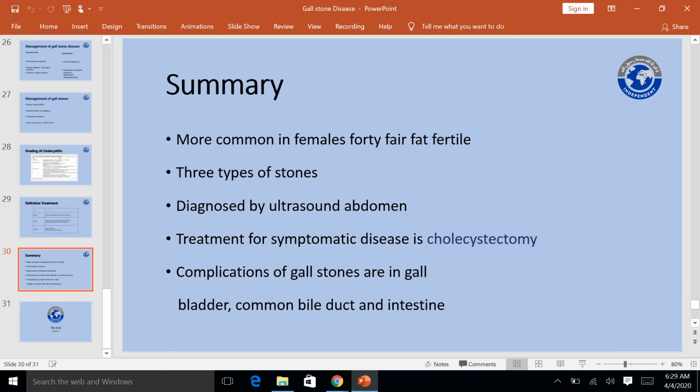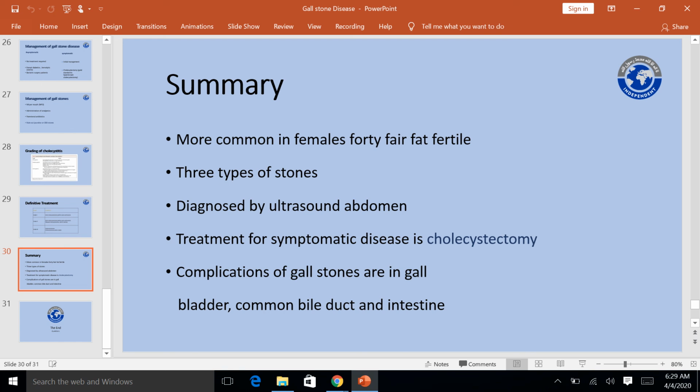To summarize, cholelithiasis is a disease in which stones are present in the biliary tract and gallbladder. It is more common in females, and there is a myth that the profile of a gallbladder disease patient is female, 40, fair, fat, and fertile. But this is not evidence based, this is a surgical myth. And there are three types of stone: cholesterol, brown pigment, and black pigment.